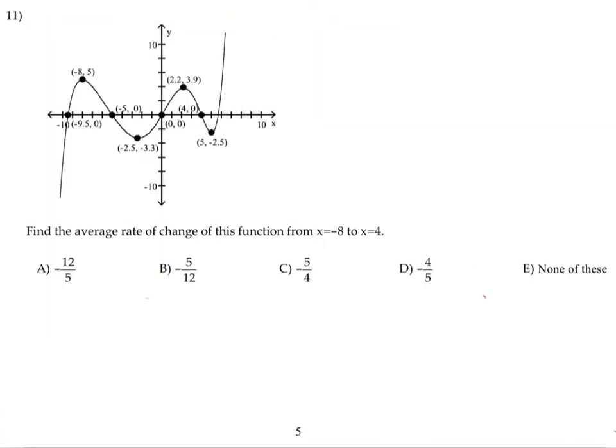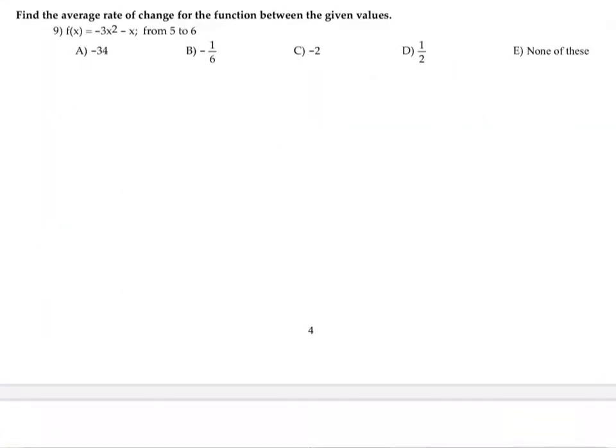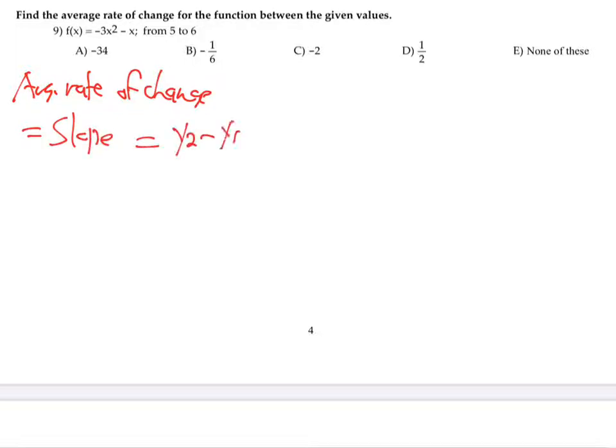All right, let's get back to it. So that's number 8. On to number 9. 9, they're asking us for average rate of change. Average rate of change is fancy language for slope. Slope is y2 minus y1 over x2 minus x1. So remember, average rate of change is slope. And slope is y2 minus y1 over x2 minus x1.